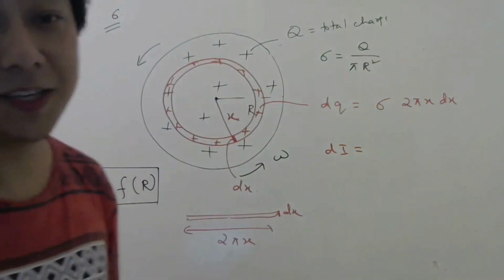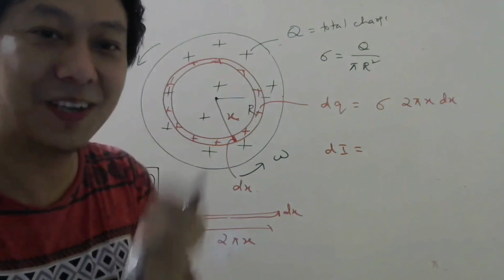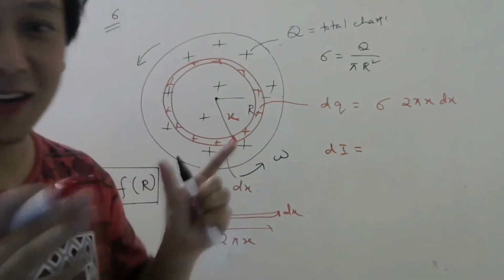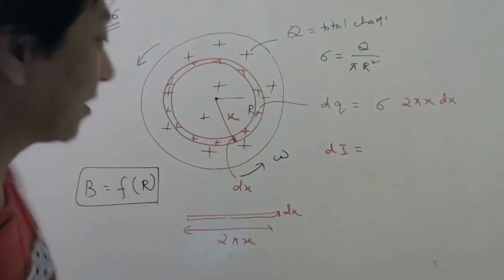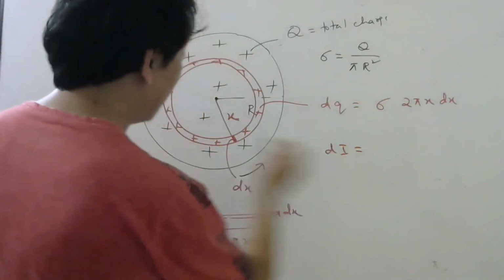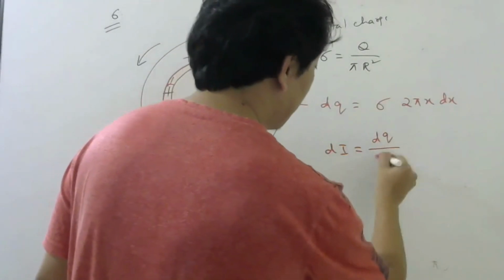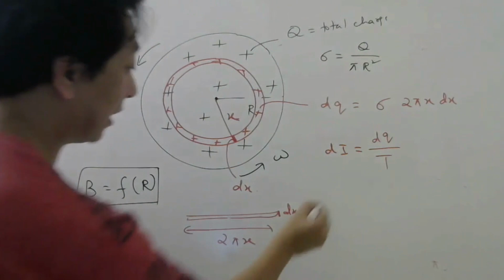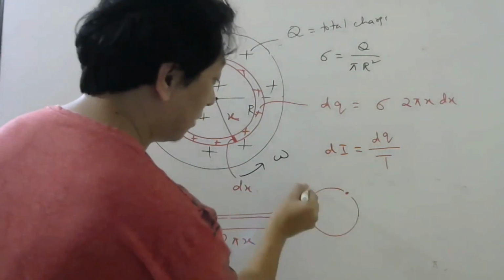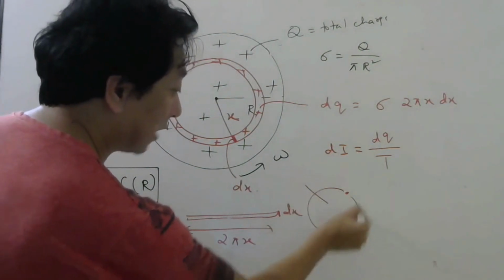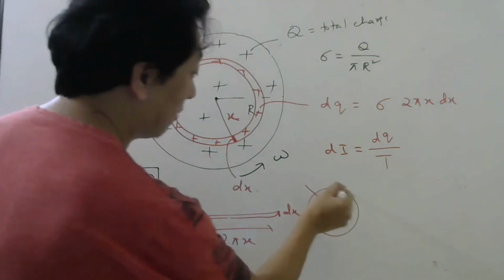Why am I dividing into rings? Because I know the magnetic field due to a current loop. Due to rings I know, not directly due to a disk, I have not taught you. So current due to this ring will be dq divided by time period. Very similar to when an electron was revolving. If you take any cross section, in one time period, the charge of the electron will pass. But here everywhere there is charge.